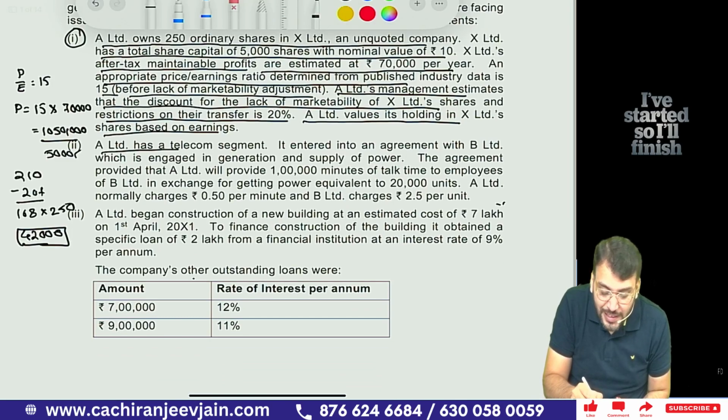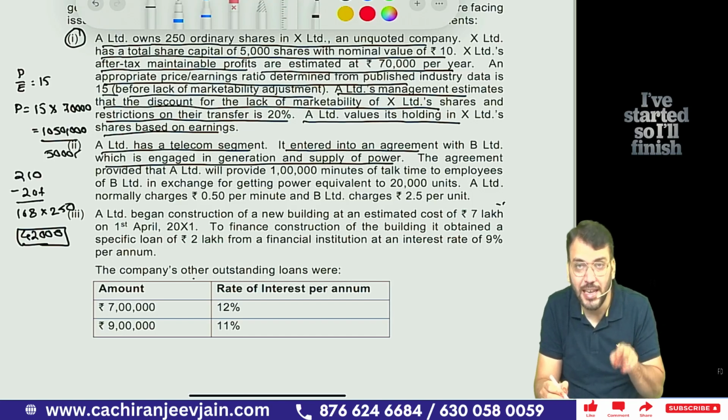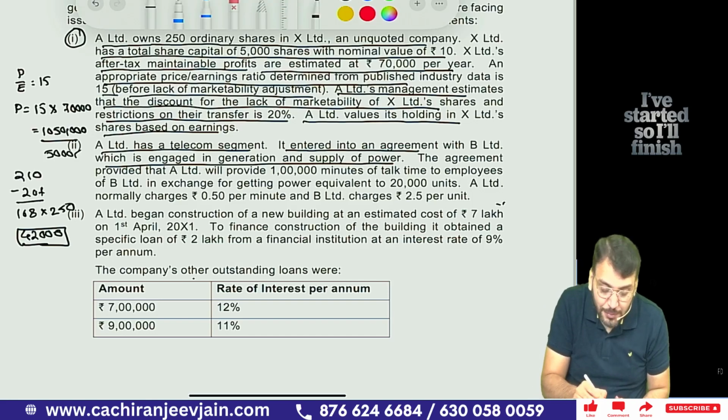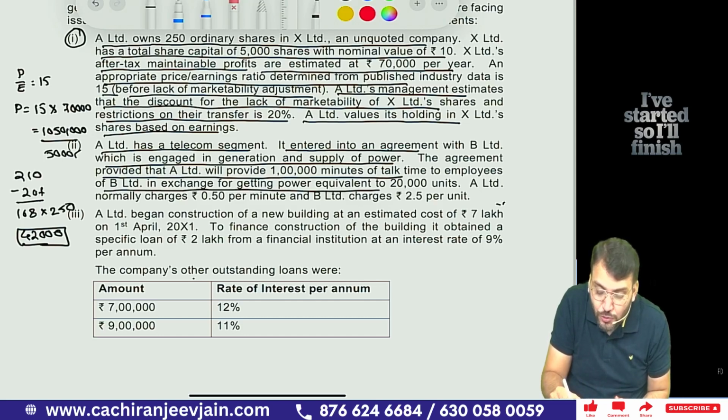A Limited has a telecom segment. It entered into an agreement with B Limited, which is engaged in the generation and supply of power. So there are two companies. A Limited is engaged in telecom sector and B Limited is engaged in the generation and supply of power. The agreement provided that A Limited will provide 1 lakh minutes of talk time to employees of B Limited in exchange for getting power equivalent to 20,000 units.